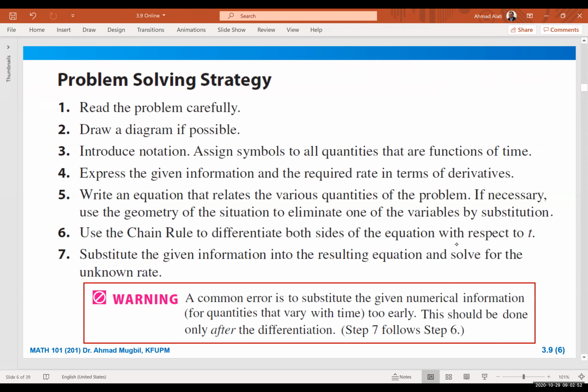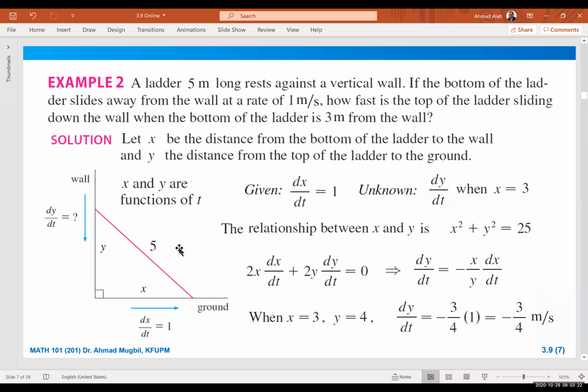So we gave you like 7 steps that these are like guidelines for you, Shabab, to follow when you solve such problems. Be careful that step number 6 is coming before number 7, which means don't substitute before differentiating. You need to differentiate first and then substitute to avoid any error.